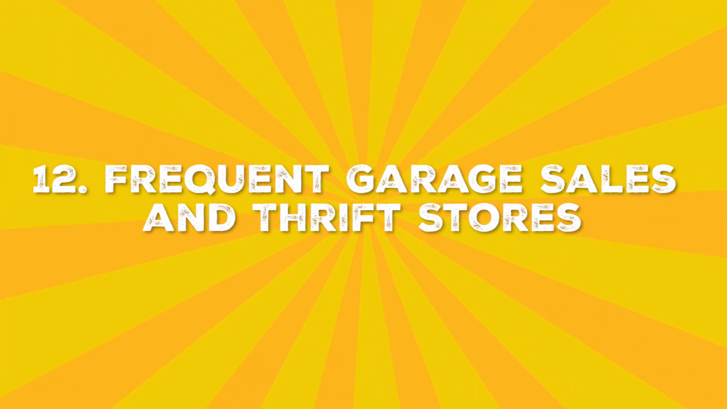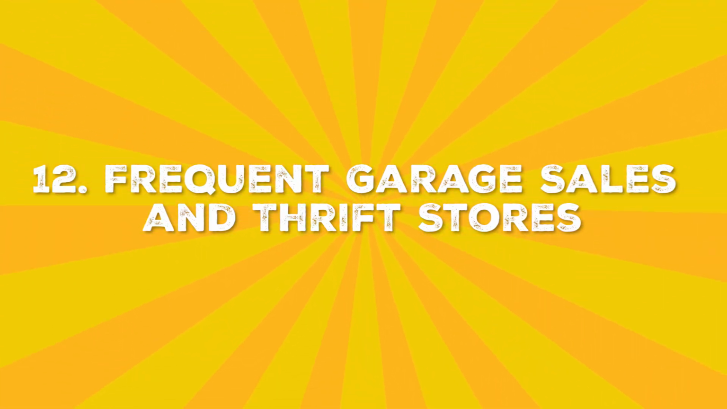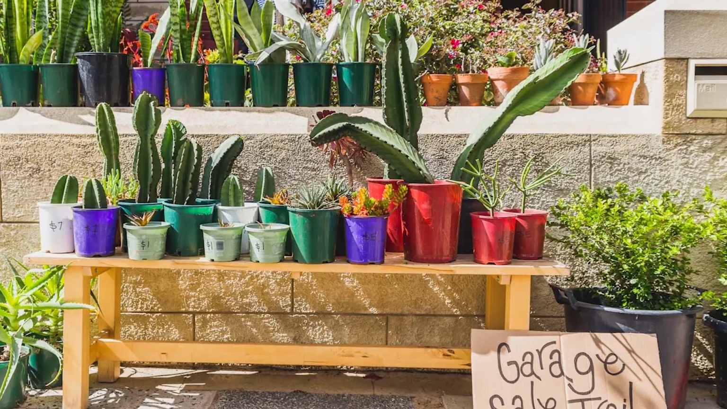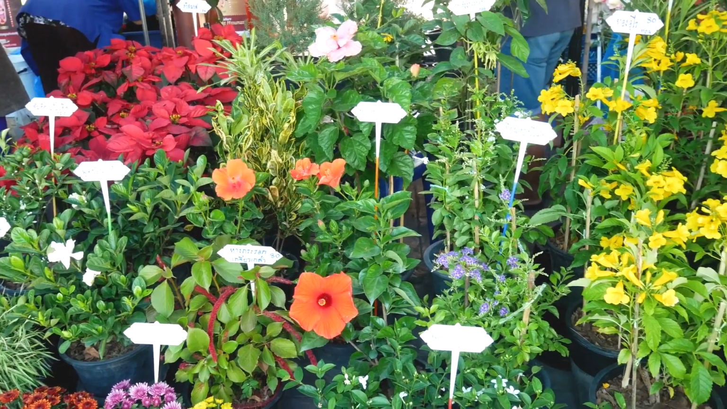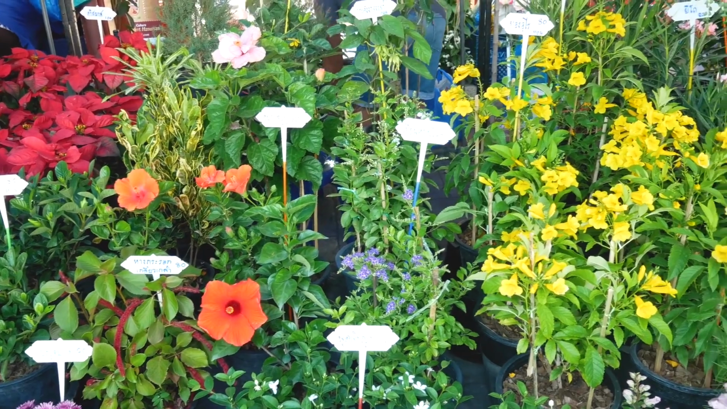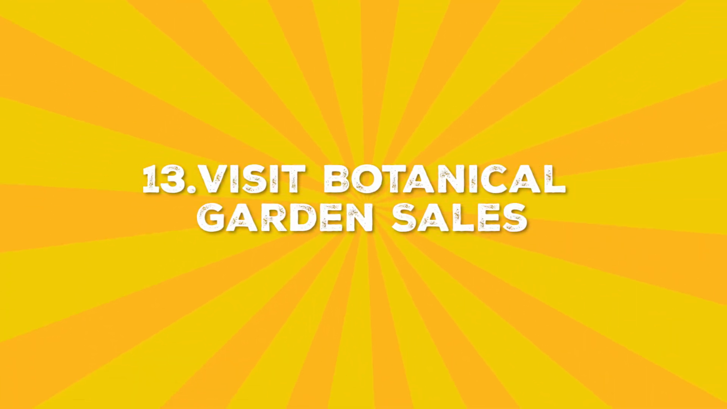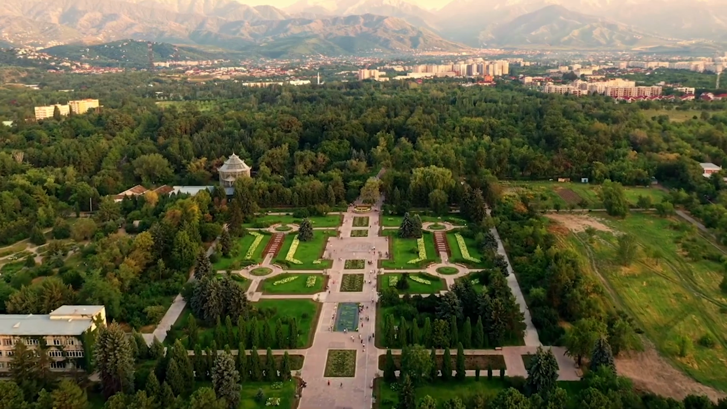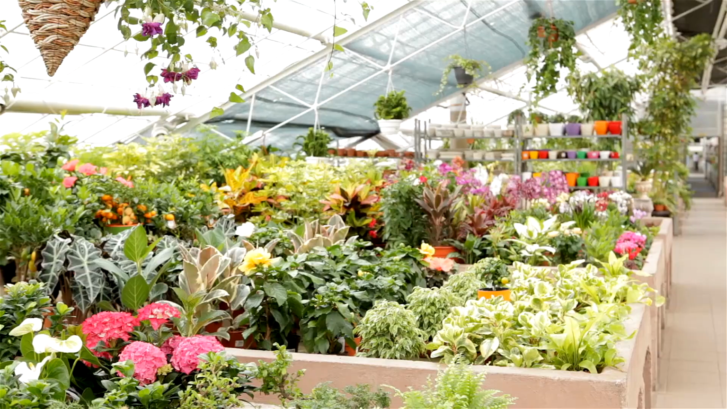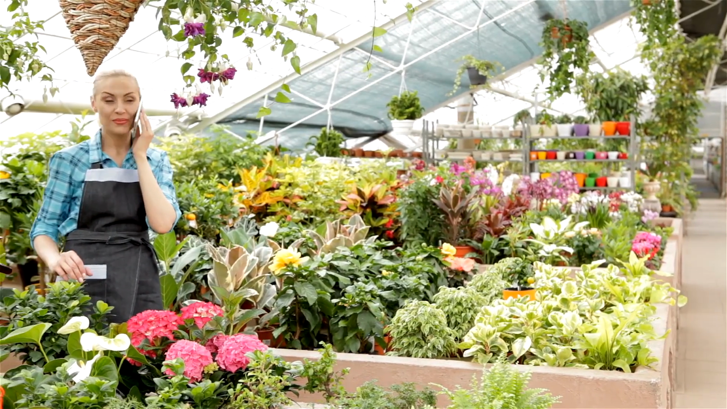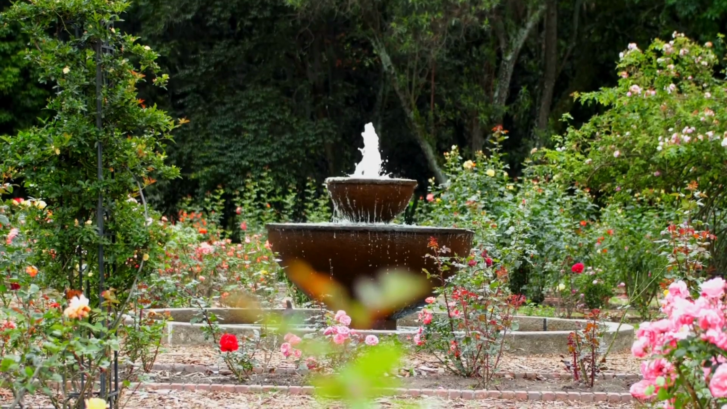Number 12. Frequent garage sales and thrift stores. You'd be surprised to know the hidden treasures you can get at garage sales and thrift stores. People often sell unwanted houseplants, pots, and gardening supplies for a fraction of the cost. Number 13. Visit botanical garden sales. Many botanical gardens host annual plant sales to raise funds. These sales often feature a wide variety of plants, including rare and exotic ones, at affordable prices.